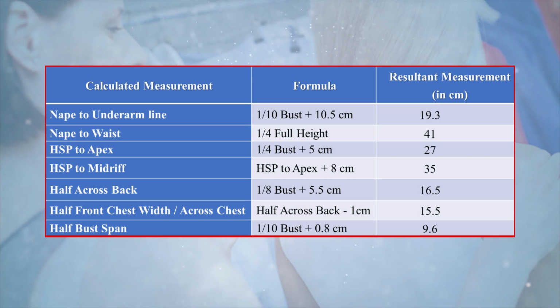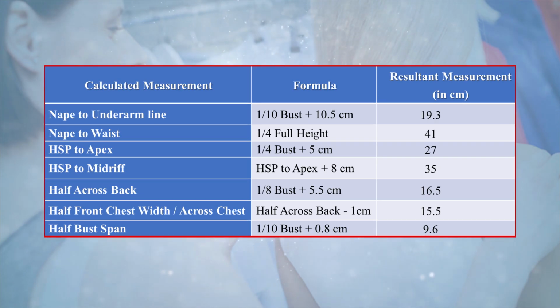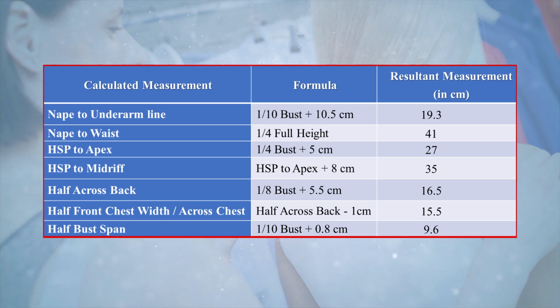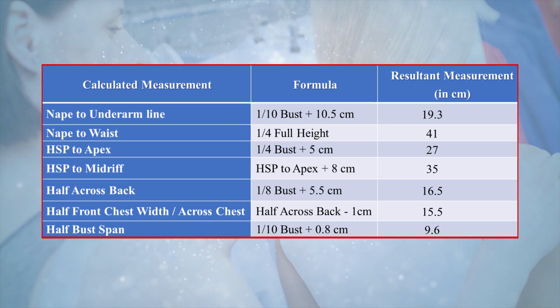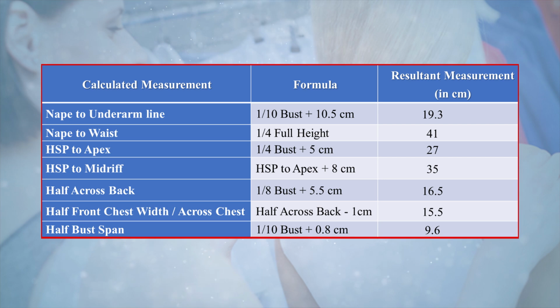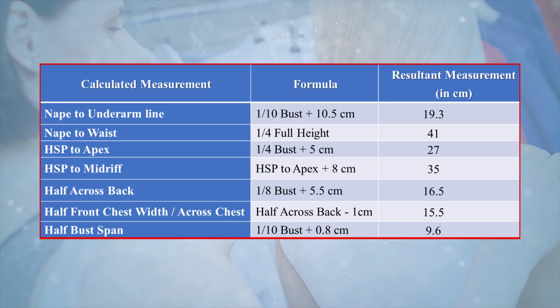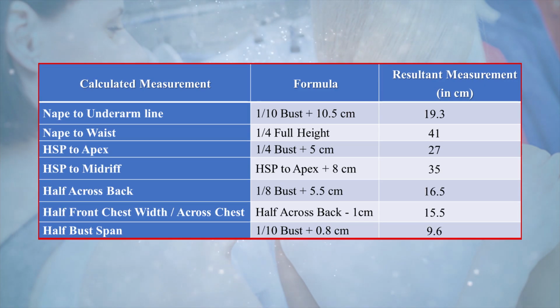In that way, from high shoulder point to apex we use 1/4 of bust plus 5 centimeters. You can find this chart in the study material provided for this program, and you can revise it by yourself when you go for the final drafting or pattern making. So high shoulder point to apex is 1/4 of the bust plus 5 centimeters.